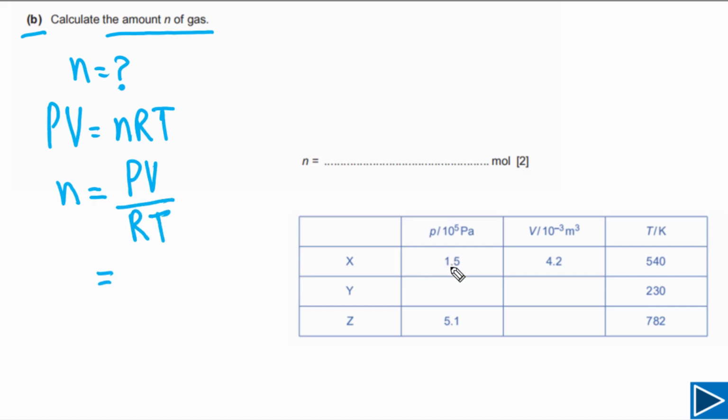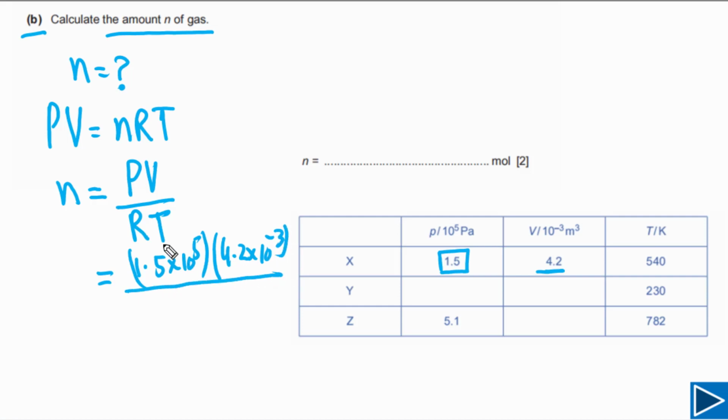For this ideal gas, value of P is given to us. So simply we can plug in values now. We can say P is equal to 1.5 times 10 to 5, and we need to multiply this with V, and the value of V is given to us, and this is equal to 4.2 times 10 to negative 3, and we need to divide by gas constant, and value of gas constant is 8.31 joules per mole per Kelvin. So we can plug in this value here, and finally temperature has to be in Kelvin. Temperature is already given in kelvins, so simply we can plug in value of temperature.